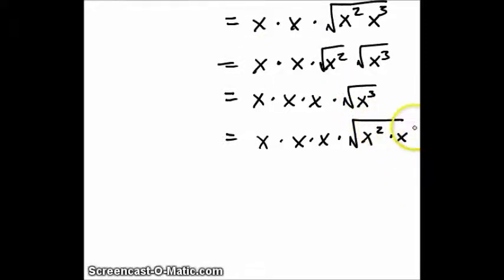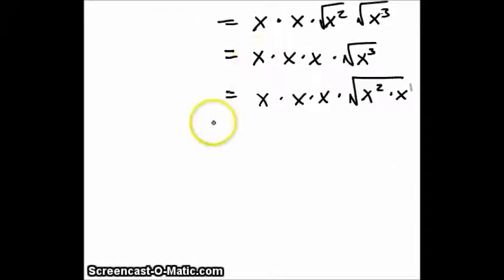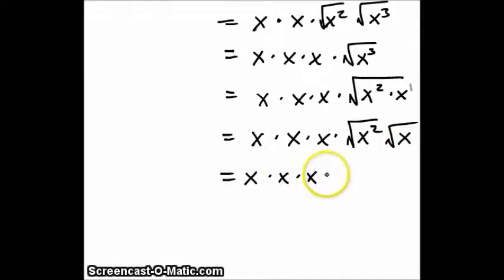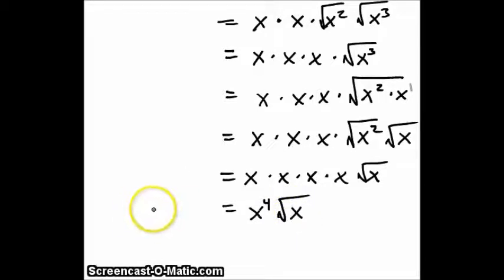Let me write this 1 up here for emphasis. It's not necessary, but I can write it. And I get that's equal to x times the square root of x squared times the square root of x. That's equal to x times x, and that will give me x to the 4th power times the square root of x. And again, I started with x to the 9th power with a square root around it.